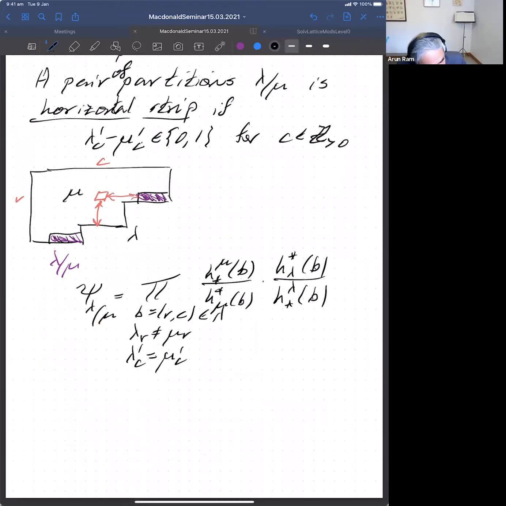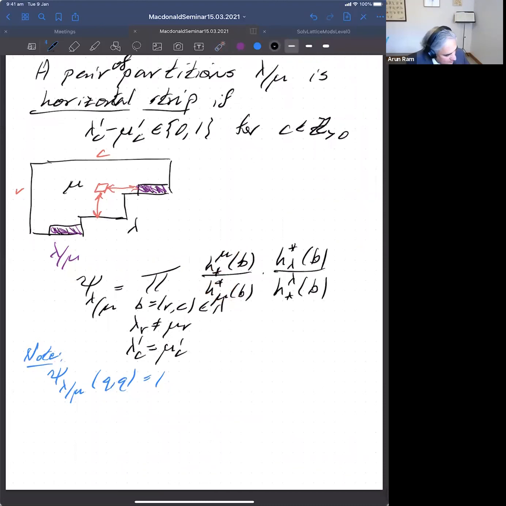I'll just note that because of the way this is built, this psi lambda slash mu is 1 whenever Q is equal to T. Because when Q is equal to T, the upper hook and the lower hook are exactly the same. So if I take the lower hook divided by the upper hook, then they cancel because the numerator and the denominator are the same.